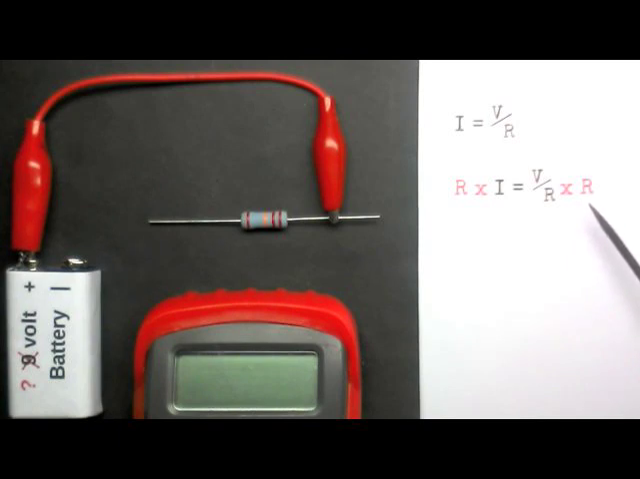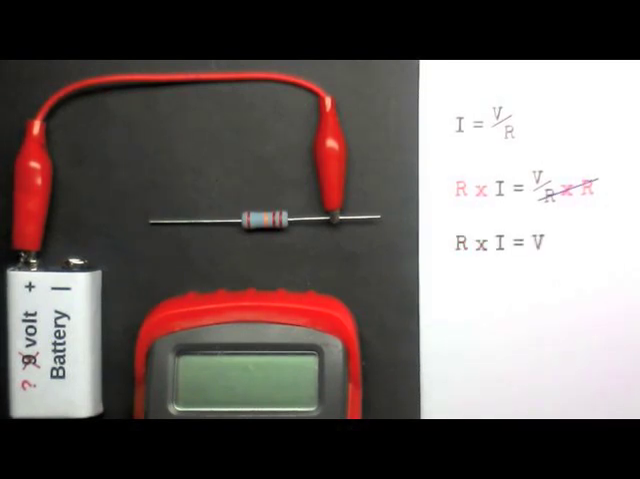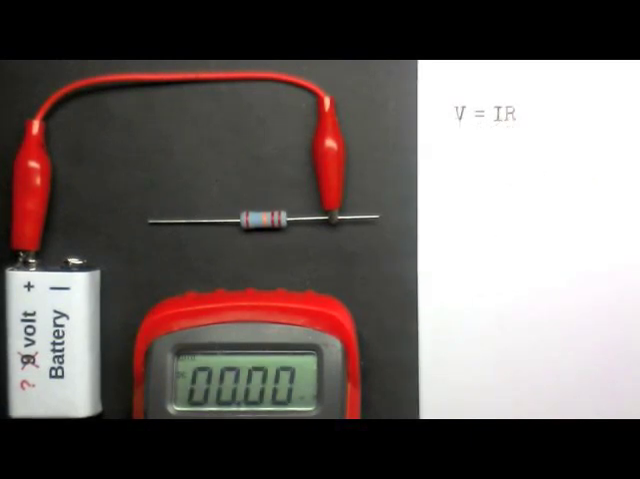And on this side, resistance cancels. And we're left with resistance times current equals voltage. We'll just restate that in the standard format. Voltage equals current times resistance. So now the two values we'll measure are current and resistance.